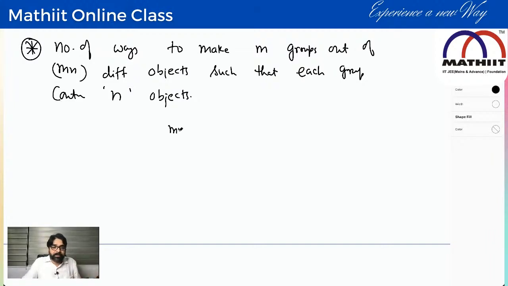Total number of objects factorial divided by the first group's number of objects factorial, N factorial, into the second group's N factorial, and so on, M times. So we can write this as N factorial raised to the power M. Till here is it clear to all of you? But there is a difference: into M factorial. This line is very important.